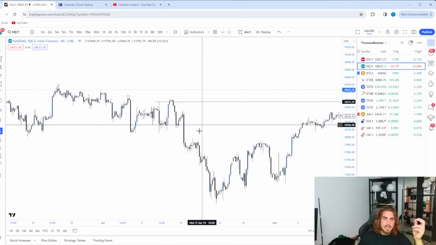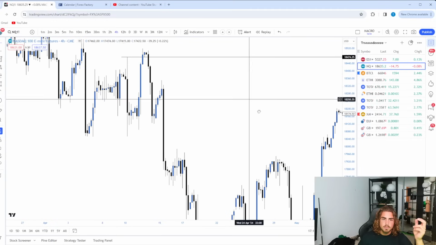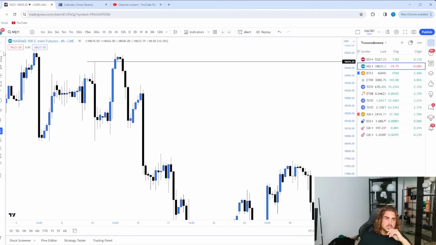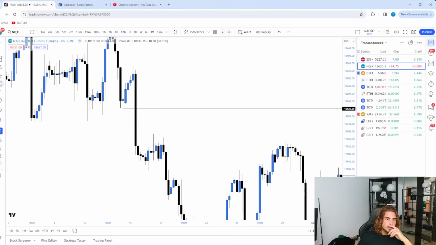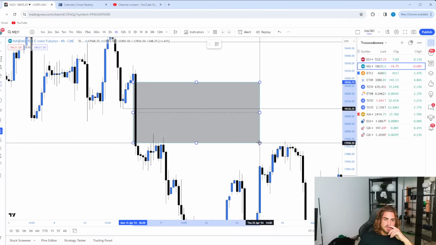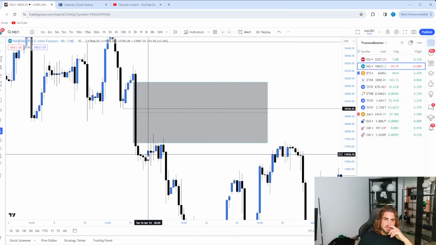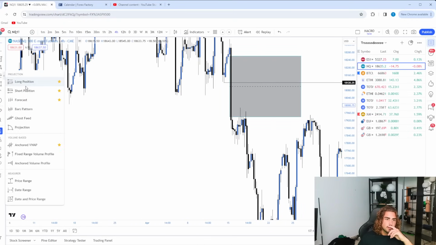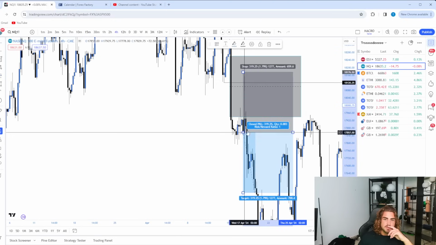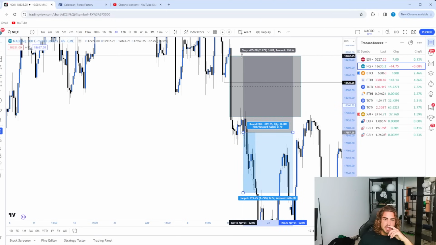Cool. We can scale down into the 4 hour. Okay, when do we get a break of structure? Boom. Right here, okay? We have this big fair value gap. We see the fair value gap get filled. We see rejections out of it. Potential to take a short position off of this, with stops above that fair value gap.